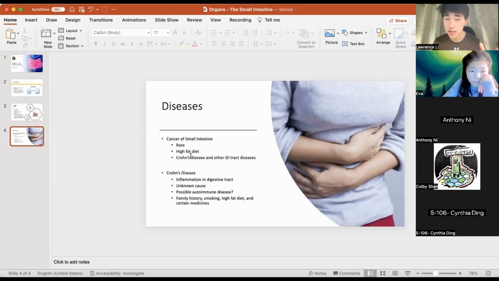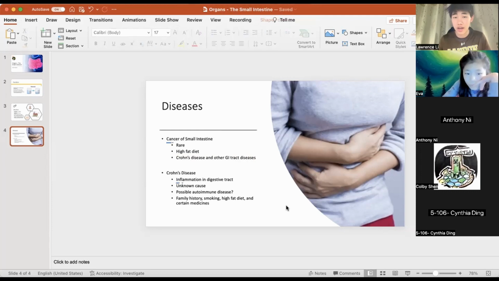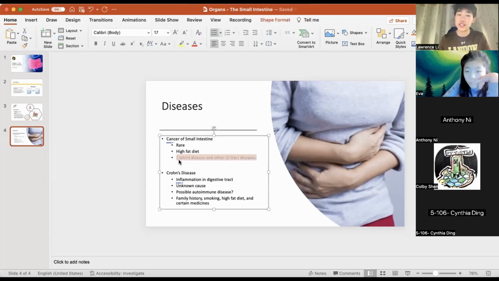It might be because if you have high fat, you need a lot of bacteria in your gut to digest and break down all this fat, and that can lead to problems, right? We like to think of these bacteria as super good for us, but everything needs to be in moderation, right? We need to control everything in our bodies. And so that is one possible risk of small intestine cancer. There's also Crohn's disease and other GI tract diseases, and I'll talk about Crohn's disease next.